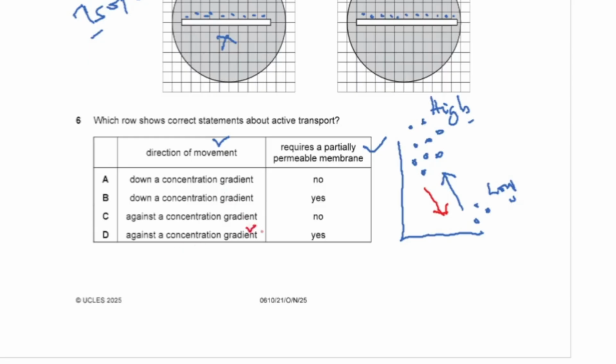Yes, it moves against the concentration gradient and requires a partially permeable membrane. That's also correct. So that's why D is the correct answer.